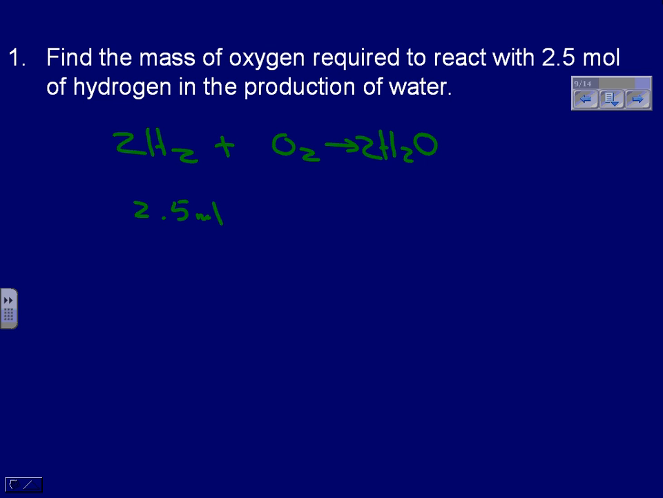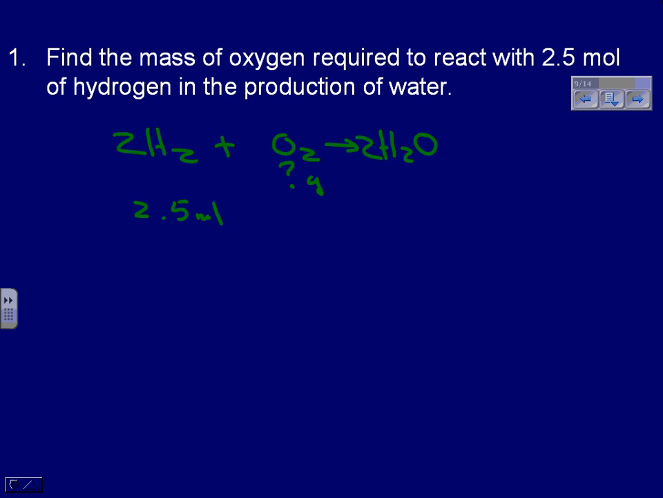Where's my question mark going? Shauna? No, I'm not looking for water in this case. Amber? Yeah, under the oxygen in the first line. I'm putting question mark. What am I going to put behind it? Grams. Question mark, grams.